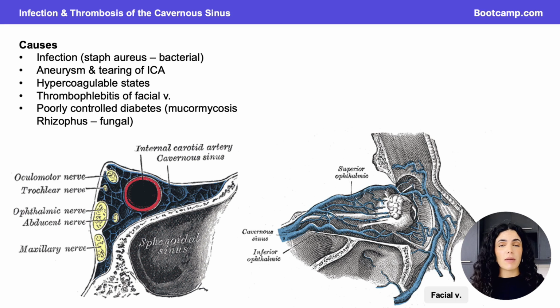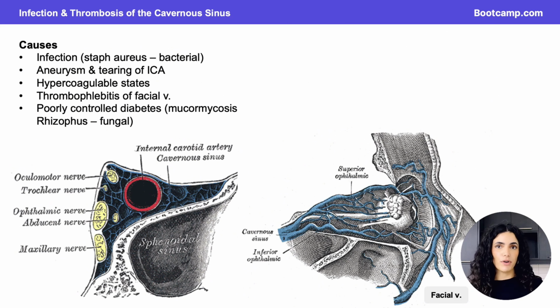And anyone who has poorly controlled diabetes is at higher risk for infection of the cavernous sinus. Generally speaking, poorly controlled diabetes means that the patient has high levels of glucose in their blood, and high levels of glucose provide an excellent environment for fungal growth to occur. A common fungus usually associated with poorly controlled diabetes is mucormycosis, Rhizopus.